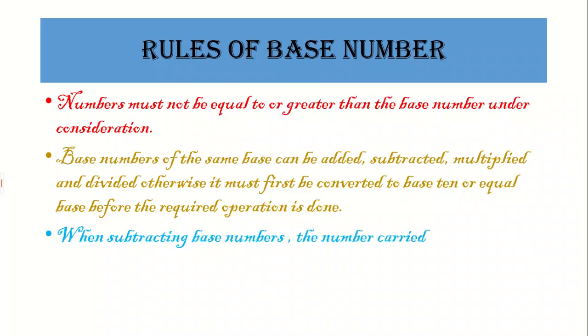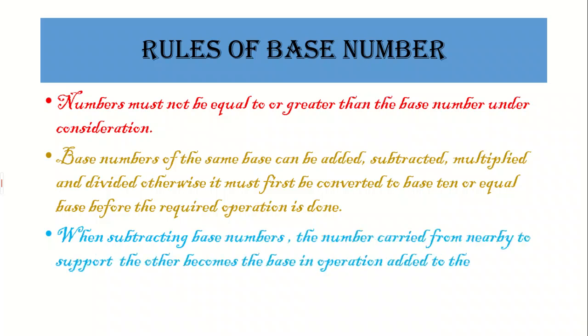The last rule here is that when subtracting base numbers, the number carried from the nearby position to support the other becomes the base in operation added to the original number in that position. It means that when you're trying to subtract a higher number from a lower number, you borrow from the nearby neighbor. Now the number you are borrowing seems to be 1, but it's actually not 1. It becomes the base. So you discover that all these rules will be applied as we move on.